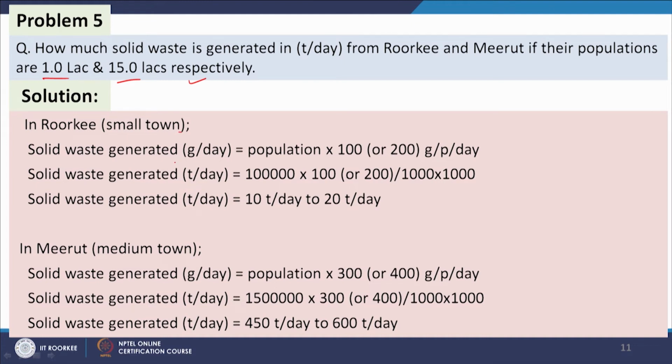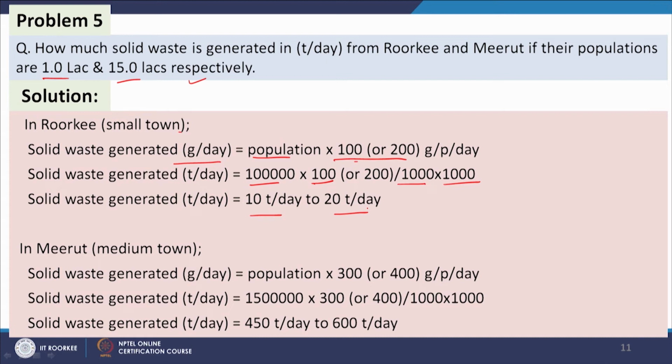So, solid waste generation, we know, is 100 to 200 gram per day per capita. If we multiply the population with this rate of production, we will be getting the solid waste generation per day. So, in this case 1 lakh into 100 or 200. We will be getting this in gram. So, we will convert it into kg by dividing by 1000 and to ton by dividing again by 1000. So, we will be getting 10 ton per day to 20 ton per day. So, this is the waste generation in Roorkee per day.